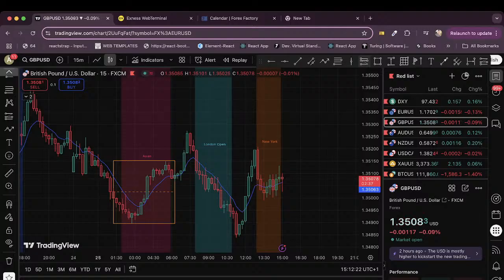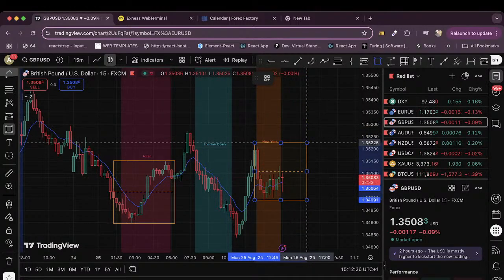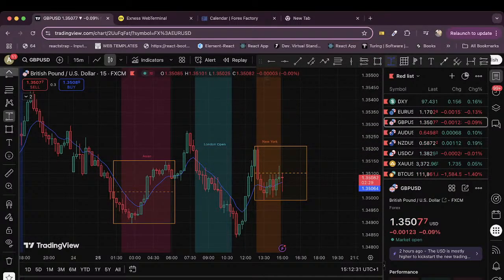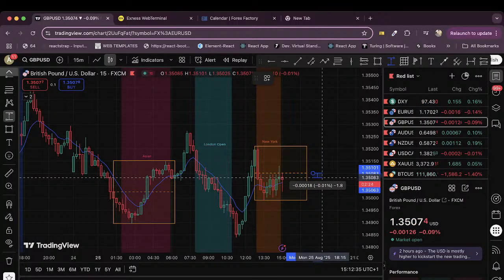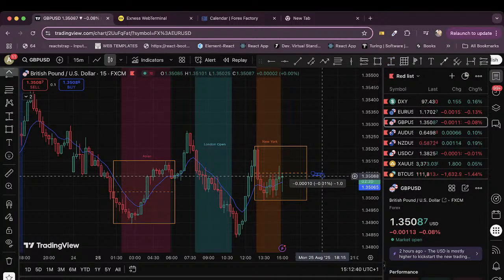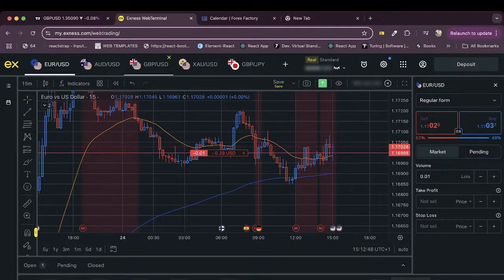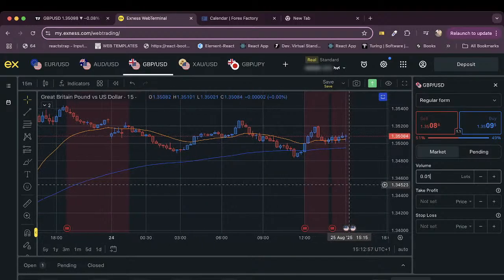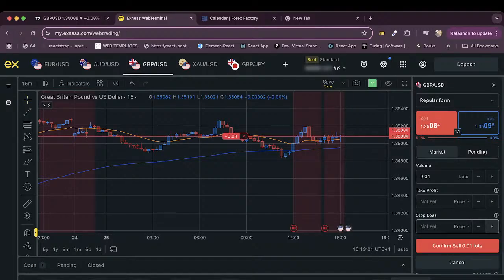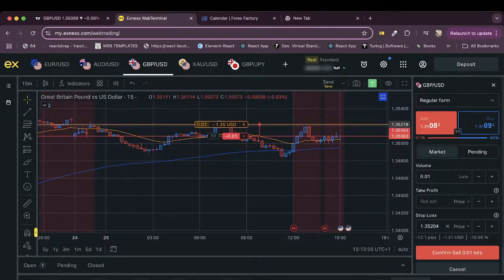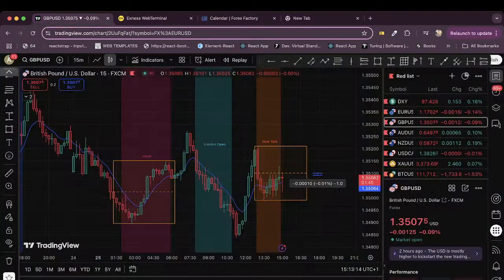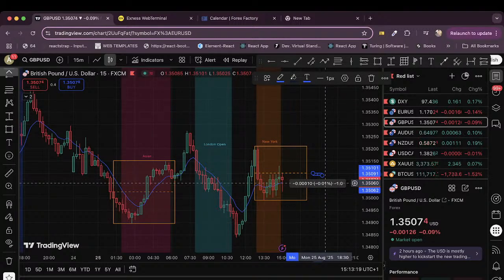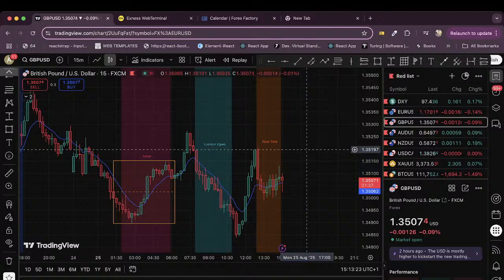Let me see the pullback level we are currently at. Okay, I'll take one more trade on GBP/USD. I'll take one more sell there, then I'll call it a day. Sell at market price, stop loss right above there. So I have two positions: a sell running on British pound, and a sell running on EUR/USD.